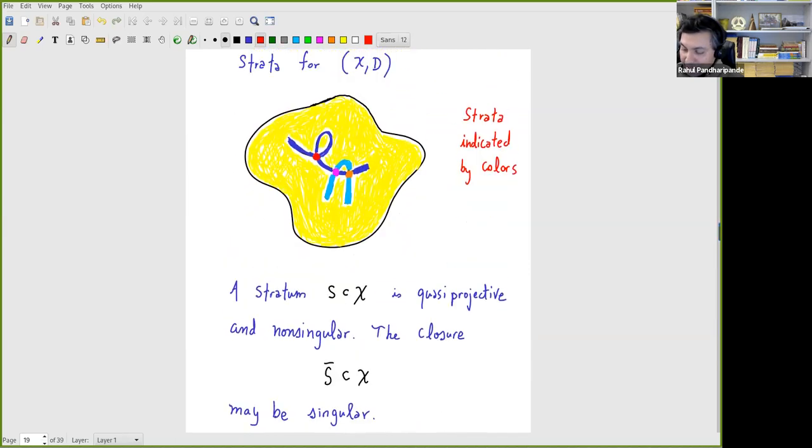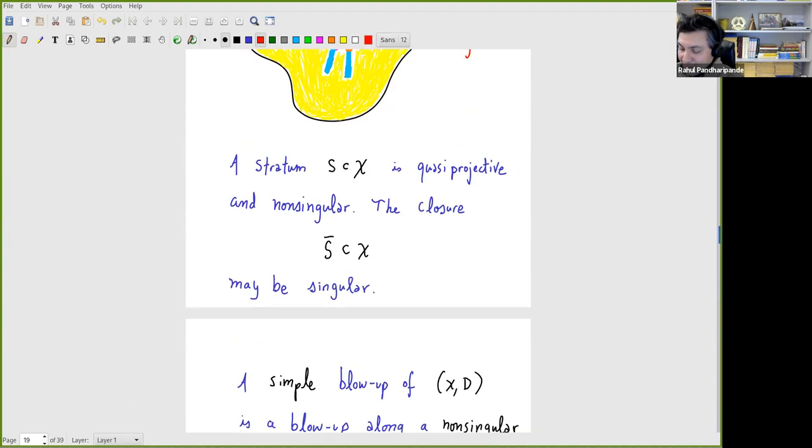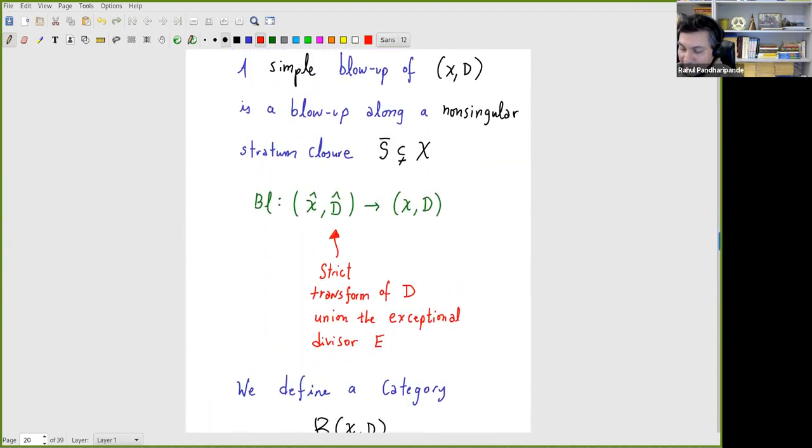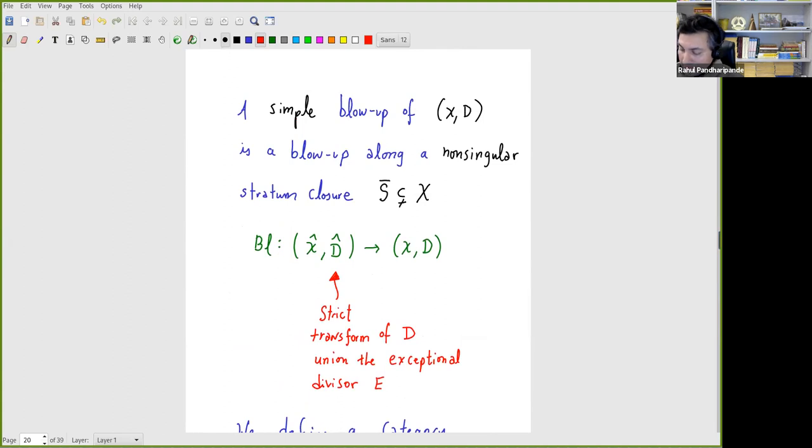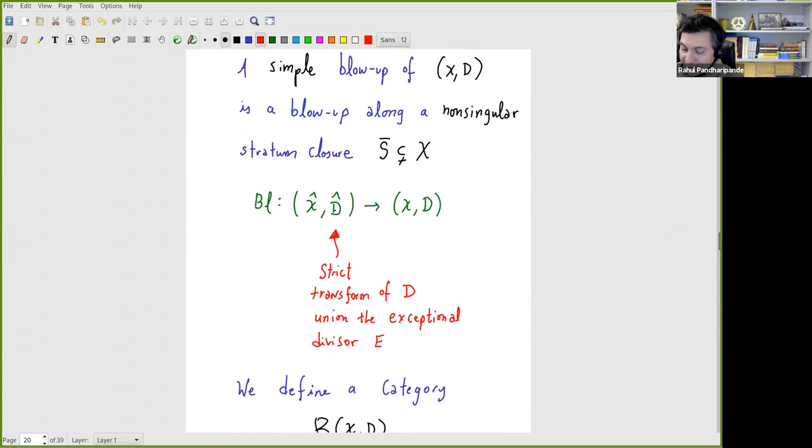So in this case, like here, I would only allow myself, for example, to blow up this blue thing. That's a nice smooth thing. Or I could blow up these points. Those are also non-singular. So I can blow that up. And if I do blow that up, that's what I call a simple blow up. And then if I blow it up, I have some kind of nice feature. The space I get by blowing up, of course, this is still non-singular because I've blown up something non-singular. And then I have a divisor upstairs, which comes from the strict transform of D, and then also the exceptional divisor of the blow up.